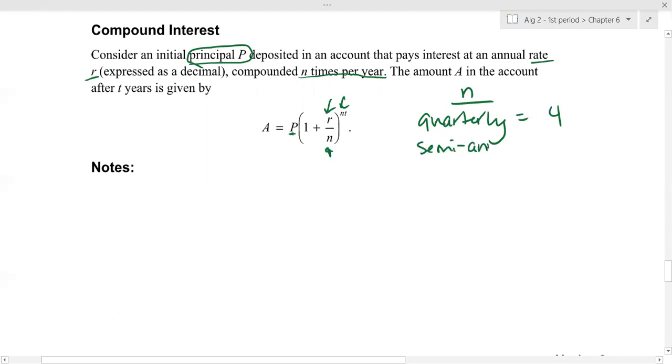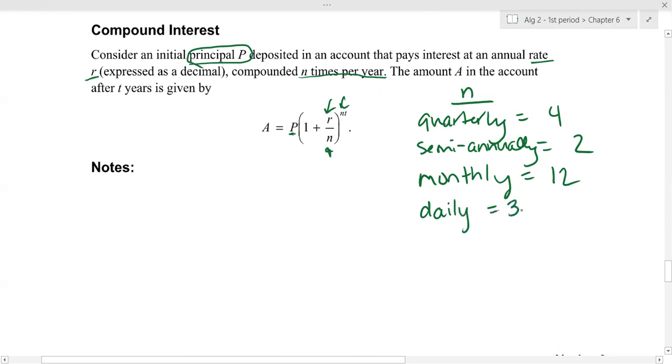Semi-annually means twice a year. Monthly, which is like how I said they do car payments, monthly is going to be 12. So N stands for the number of times a year. Another one you might see is daily, and daily is 365. That means every single day this money is being compounded with interest. All right, and then the last variable here was T, and T is always in years.